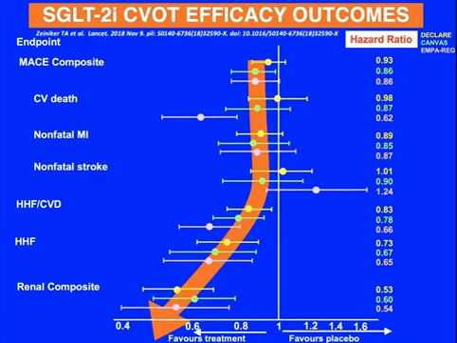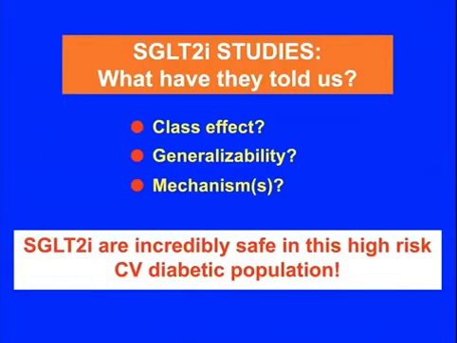And if you look at the CANVAS program, the green dot, it's kind of intermediate. If you look at the next line, all three of them reduce non-fatal MI. If you look at the next set, none of them significantly reduce stroke. And if you go down a little bit further, HHF, hospitalization for heart failure, all three have a huge effect to prevent heart failure. And the bottom, all three have a huge effect to protect your kidneys.